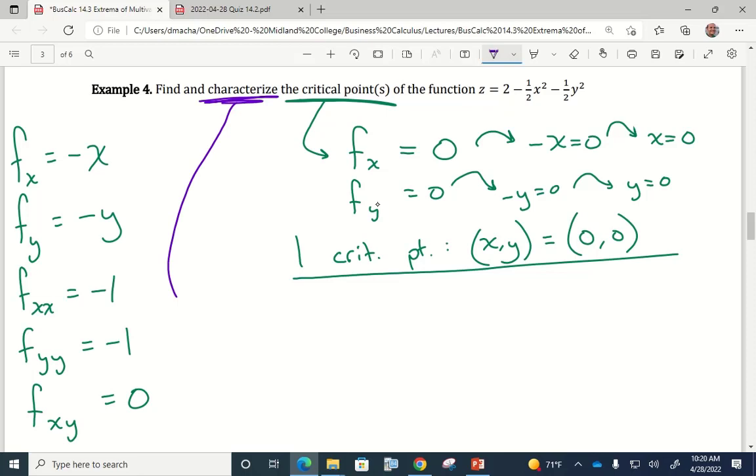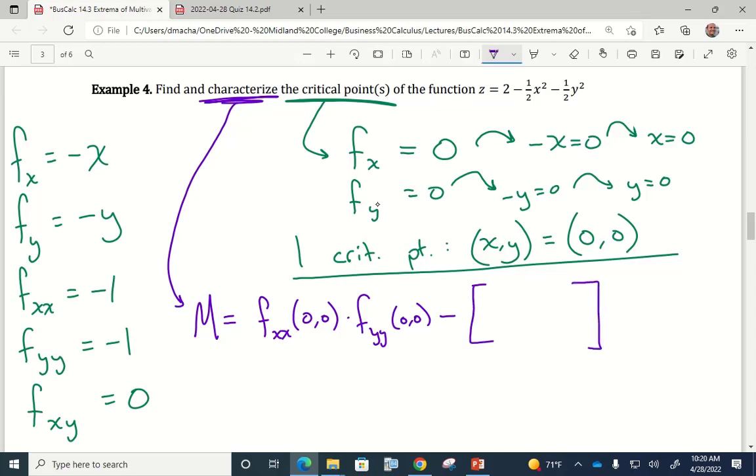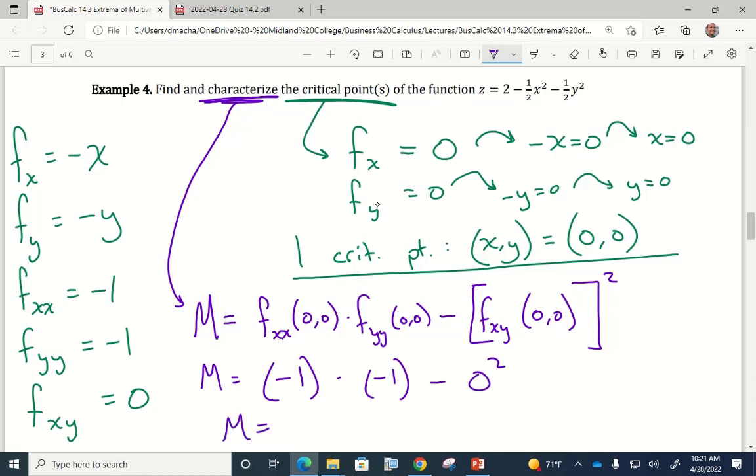If I want to characterize the critical point, I find m, which should be my second derivative with respect to x evaluated at my critical point, times my second derivative with respect to y evaluated at my critical point, minus my mixed partial evaluated at my critical point squared. So that's -1 times -1 minus 0 squared. So this time m is positive.